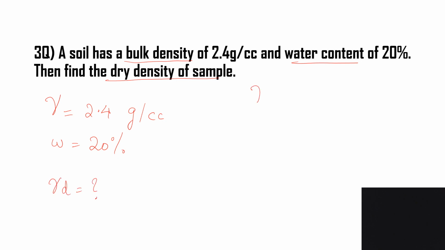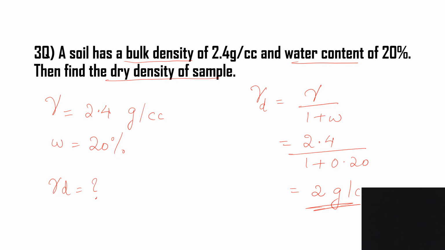Here we can use the relationship gamma d = gamma / (1 + w). The bulk density is given as 2.4 divided by 1 plus water content 0.20. We obtain it as 2 gram per cc, which is the dry density of the soil sample. Okay, we can move on to the next question.